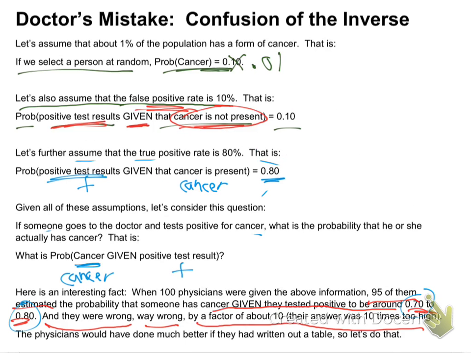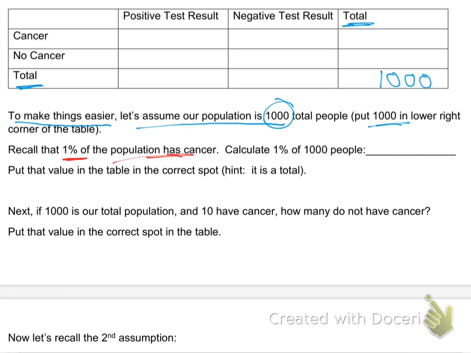Isn't that what they said back in the beginning? 1%, even though I did the wrong thing here. 1% of the population has cancer. That was the first assumption. There were 3 assumptions, right? So 1% has cancer. Calculate 1% of 1,000 people. How do you do that? How do you calculate 1% of 1,000?